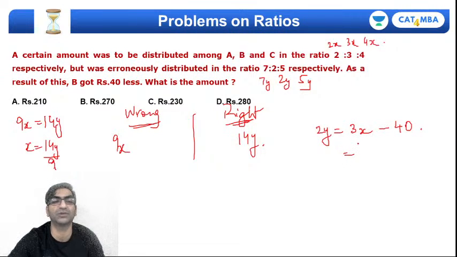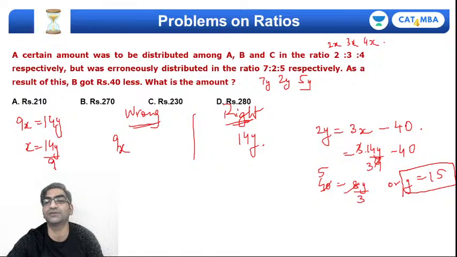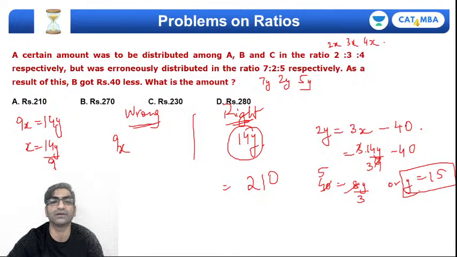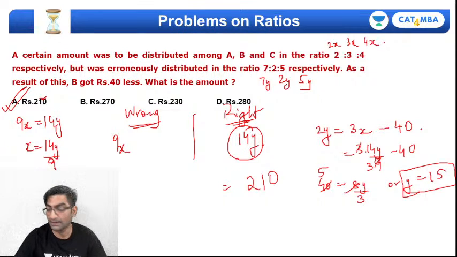So let's replace x with y. That's 3 into 14y by 9. That's 14y by 3 minus 40, which means 40 will be equal to 14y by 3 minus 2y. That's 14 minus 6, 8y by 3, which means I'll get y as 15. Right? And the moment y is 15, what do we want? Find the total amount. Total amount is 14y, which will now be 14 times 15. That's 210. That's option A. It's a fairly straightforward question, right?